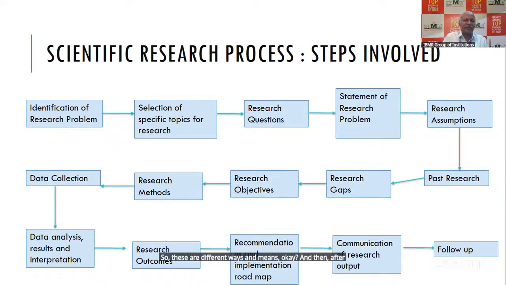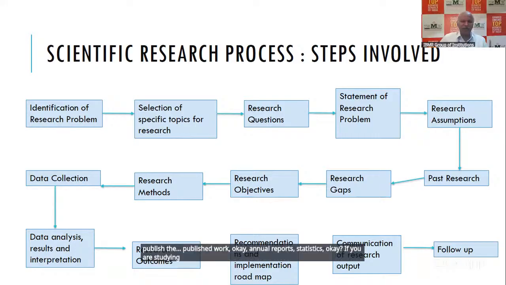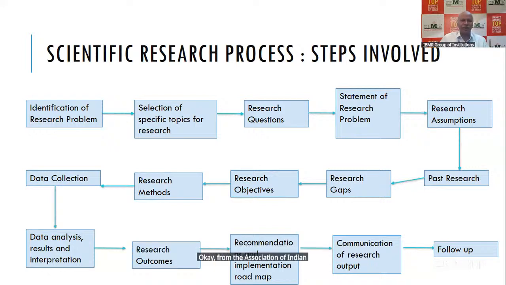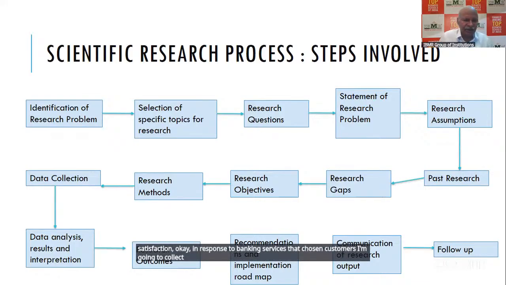And then after choosing research methods, I move to data collection. If it is primary data, if it is secondary data, both I will collect. Primary data will be collected from the chosen respondents. Secondary data will be collected from several sources: published work, annual reports, statistics. If you are studying banks, you have to collect data from annual reports, from the Reserve Bank of India bulletin, and from the Indian Banks Association website. So that is secondary data. Primary data is concerned with customer satisfaction in response to banking services, which I am going to collect from chosen customers. The data collection task begins. That is the process.